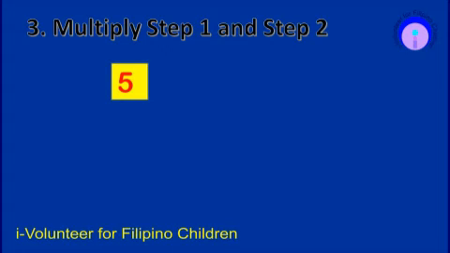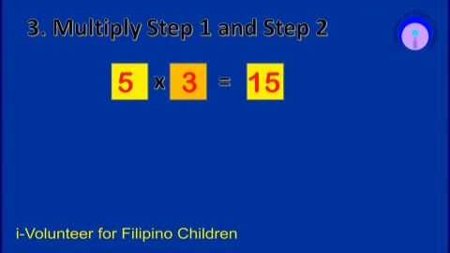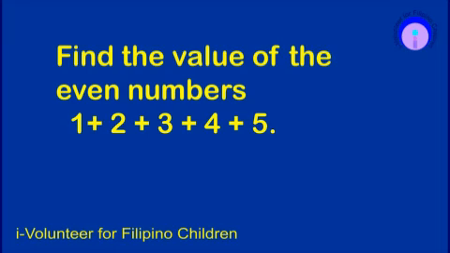Step 3. Whatever is the answer in step 1 and 2, this will be multiplied to get the final answer. The value of terms 1 to 5 is equal to 15. The next question is to find the value of the even numbers from 1 to 5.